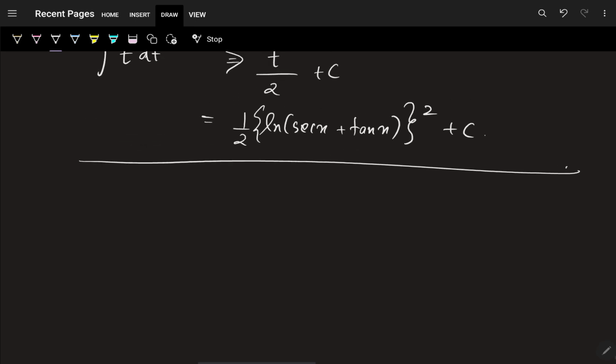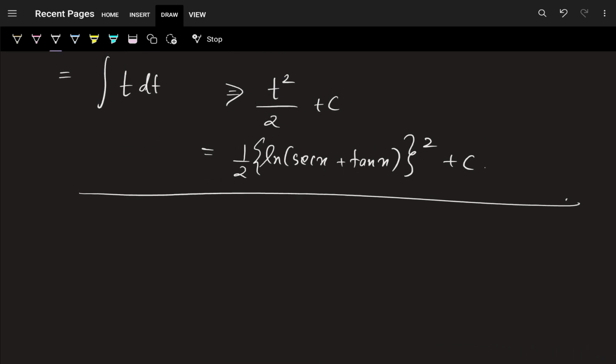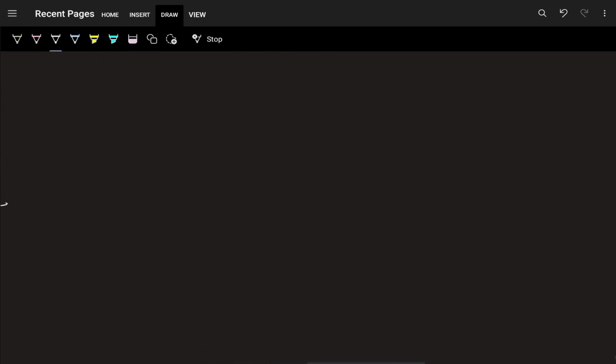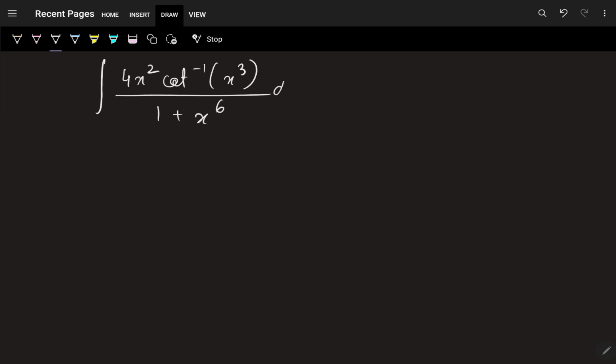Yeah, so moving on to the next question. So the next question is integration of 4x square cot inverse x cube divided by 1 plus x to the power 6 dx. So what you do, you let t as cot inverse x cube.